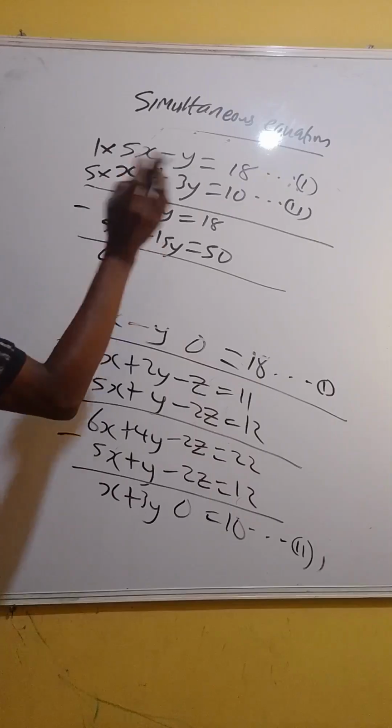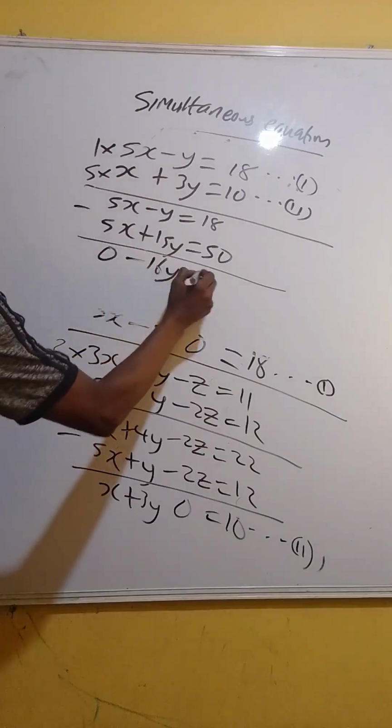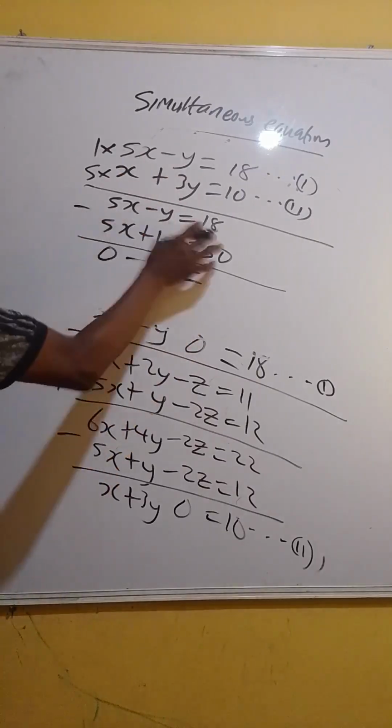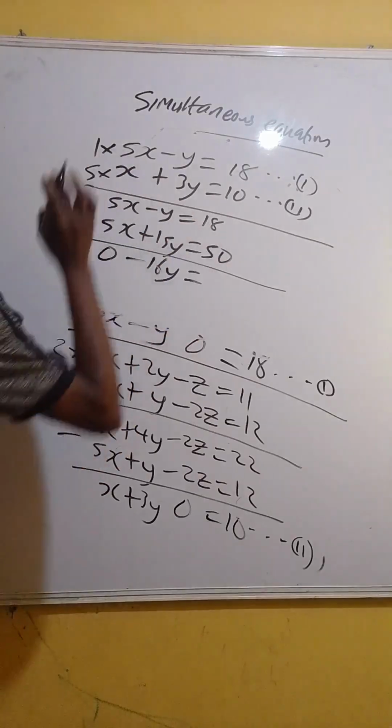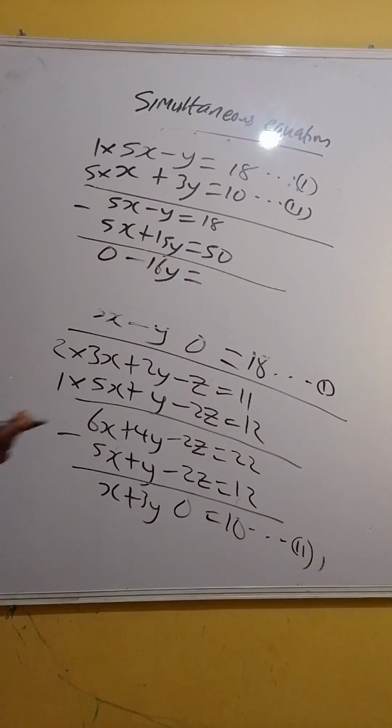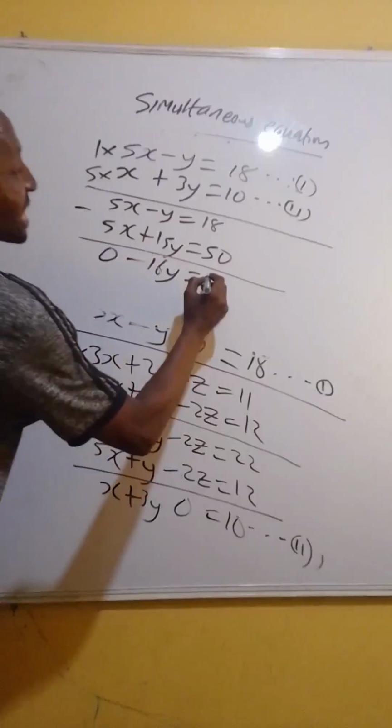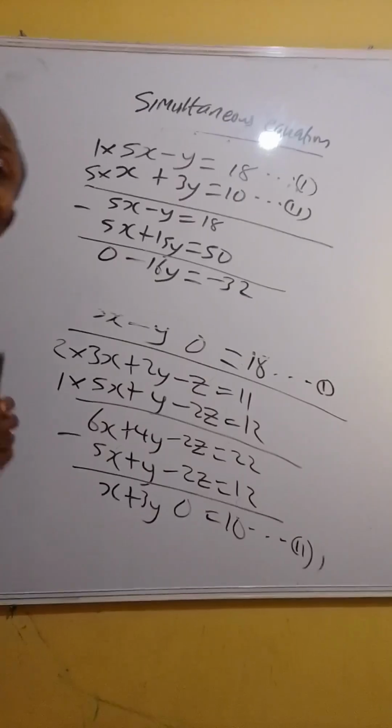Minus y plus 15y gives 16y equals... Now follow me. This is 18 minus 50. What is 18 take away 50? Let me do it. So that is minus 32. Hope you know that it's minus 32.